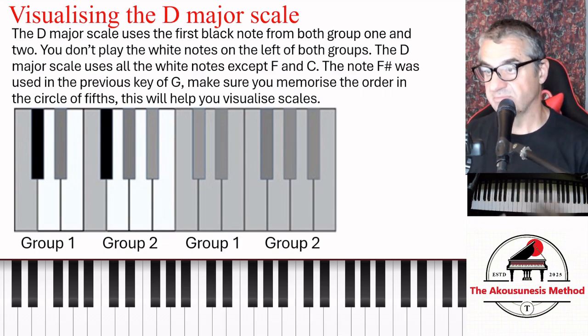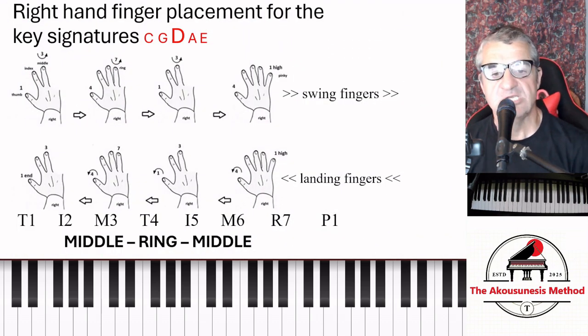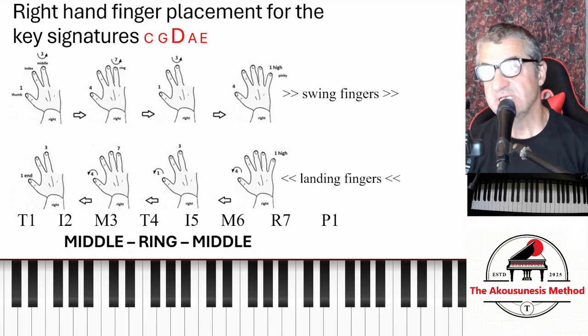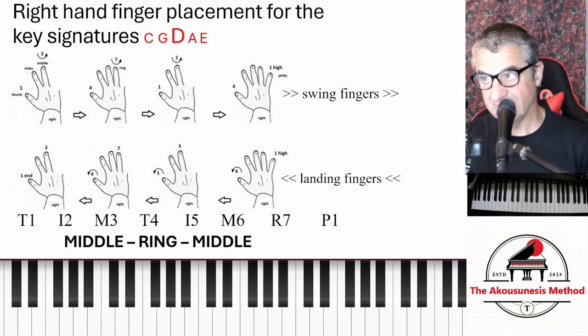So that's it for the visualization. Now the right-hand finger placement. This right-hand finger placement works for C, G, D, A, E, and also B, and we're just looking at the D. The top row is the right hand going up 2 octaves. The bottom row is the right hand coming down 2 octaves. Just follow the arrows from top left to right, then bottom right to left.